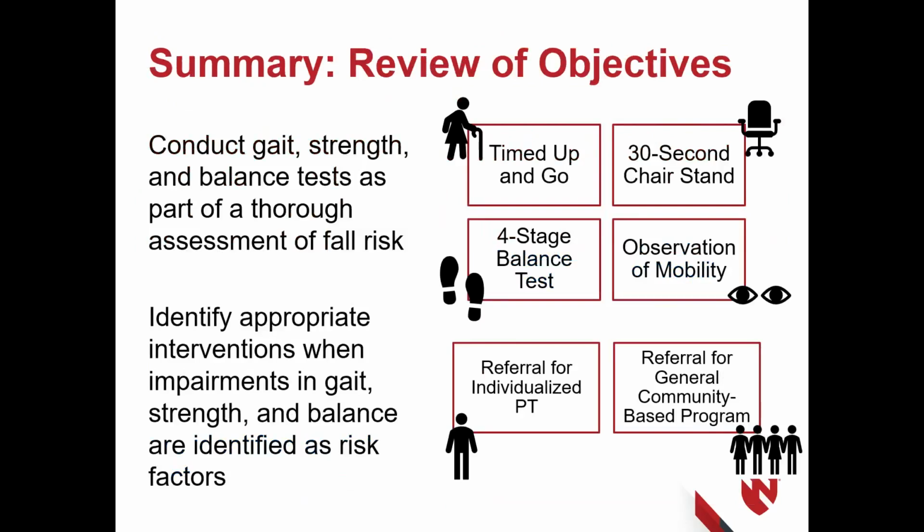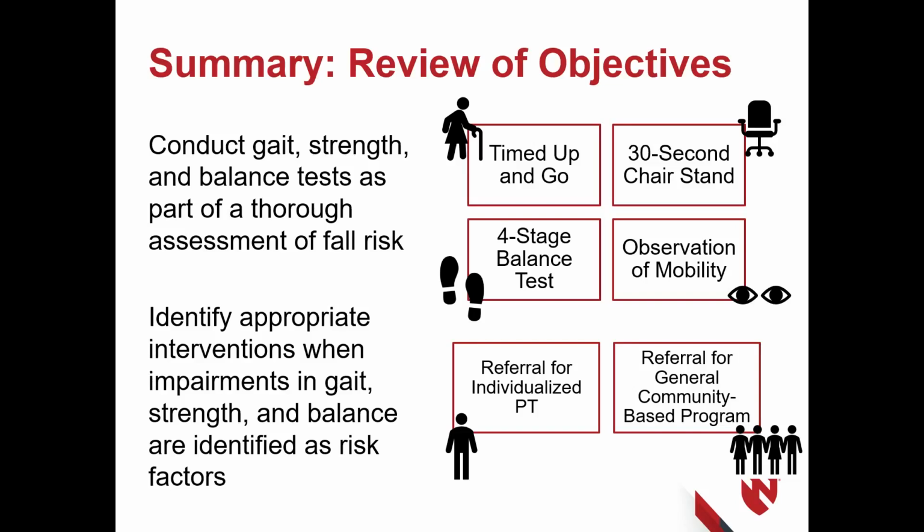In summary, I shared information about how to assess gait, strength, and balance using standardized performance-based tests like the Timed Up and Go, 30-second chair stand, and 4-stage balance test. These standardized tests allow for comparison of published values to help you determine whether or not a patient is performing well in this area or not. In the absence of using a standardized test, observing their mobility for unsteady gait or difficulty rising from a chair offers you some clues that they have impairments in this area.